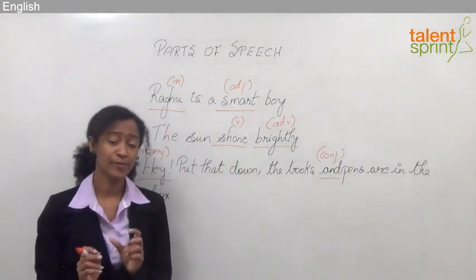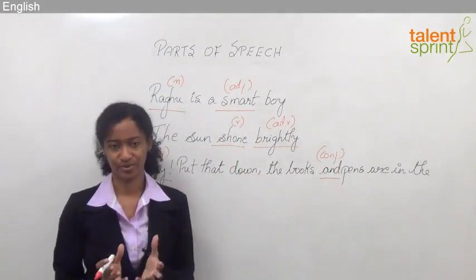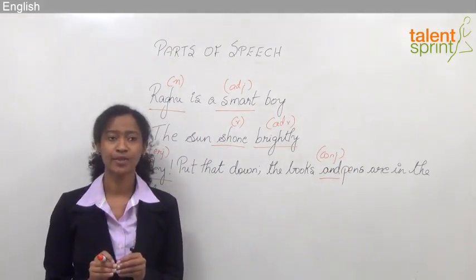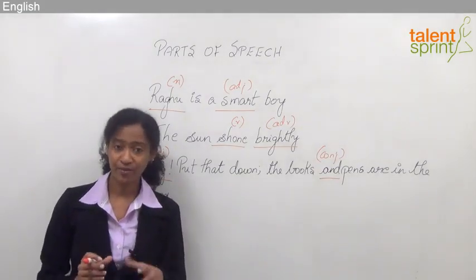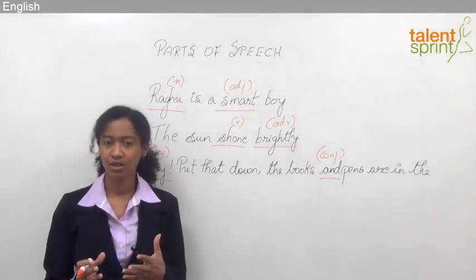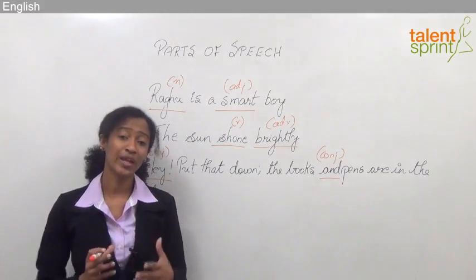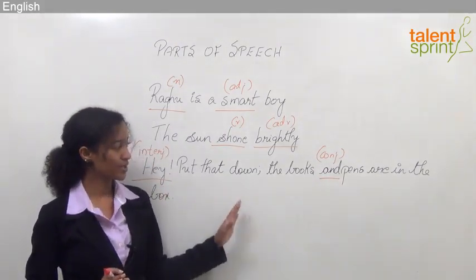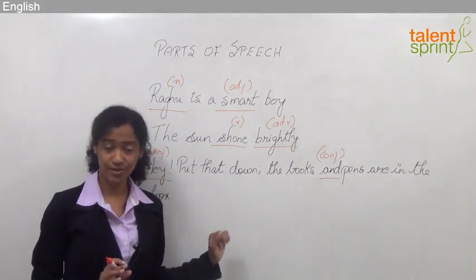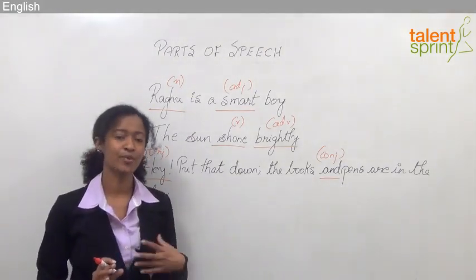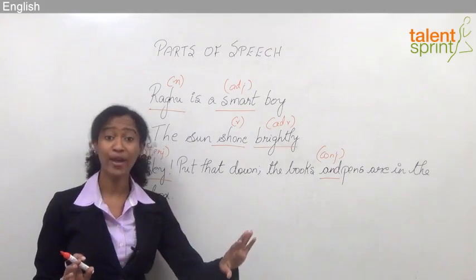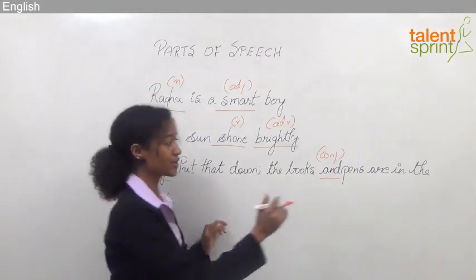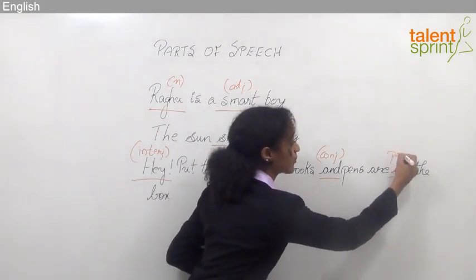Prepositions. Now, prepositions denote relationship, right? They show location. They tell me the position of something, they tell me the time of something, or they tell me the way in which something is done. So here in this sentence, hey, put that down, the books and pens are in the box. Here 'in' is my preposition denoting where. The position of the books and pens, where is it? It is in the box. So 'in' is my preposition.